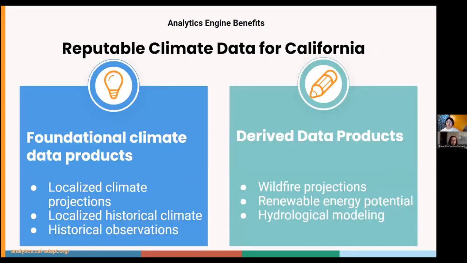And so we have these foundational climate data products, including the downscaled climate projections, historical climate, and historical weather observations. And then we will also provide some derived data products that these foundational products inform: wildfire projections, estimates of renewable energy potential, solar, wind, and hydro generation capacity, and hydrological modeling.